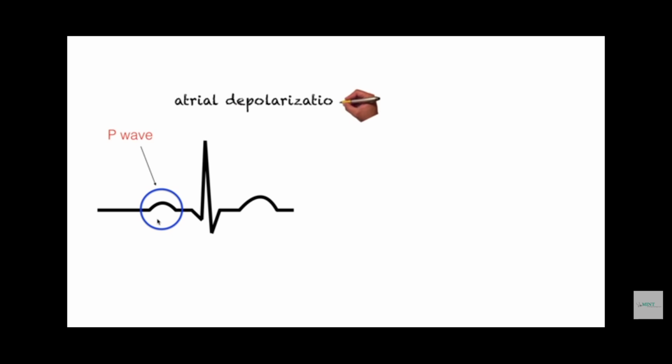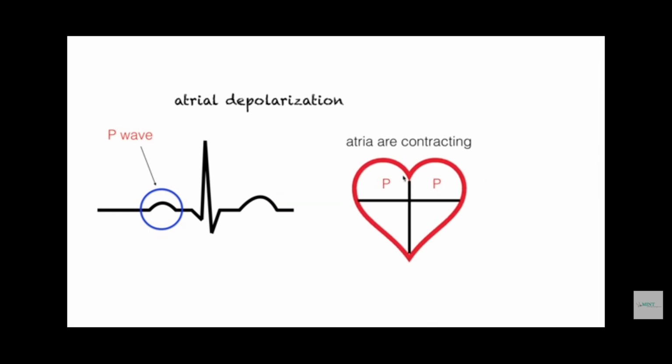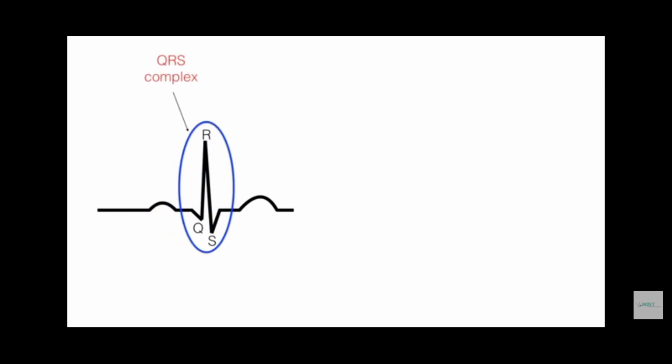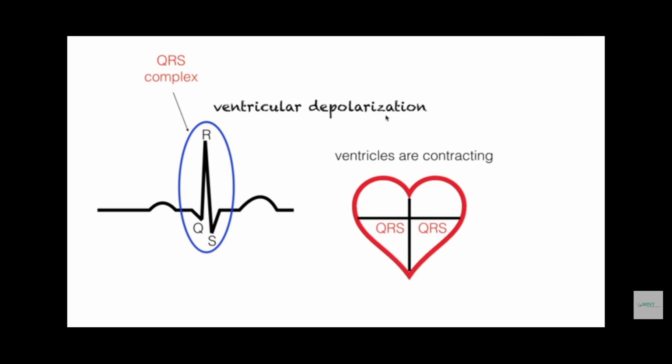Let's start from the P wave. The P wave symbolizes atrial depolarization, meaning both the atria are contracting. The QRS complex shows ventricular depolarization, meaning both the ventricles of the heart are contracting. Can you see the spike over here? Just imagine that that is an inverted V, which stands for the ventricles. So the QRS complex signifies that the ventricles are contracting.